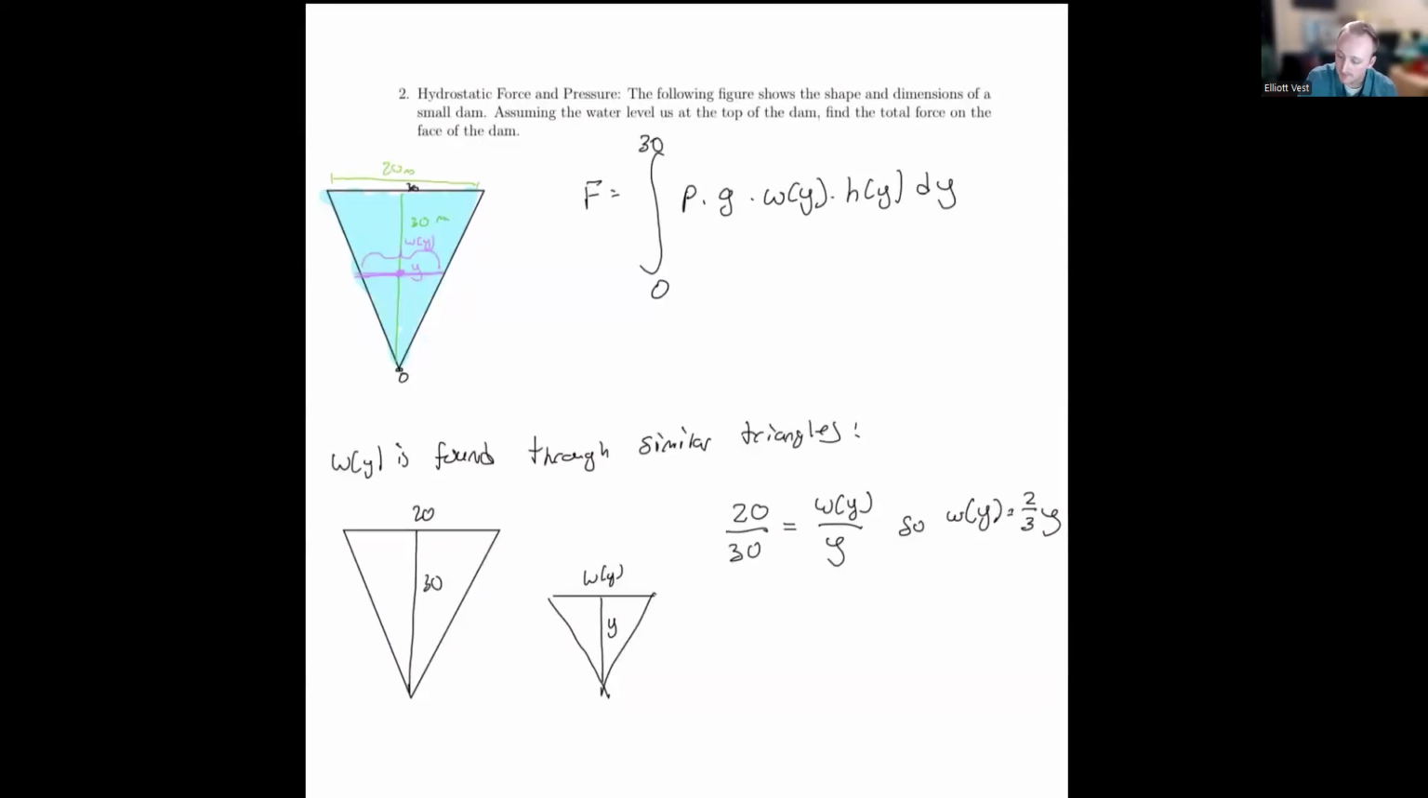So in this problem, finding the width of y wasn't that bad. That's usually the tough part of these problems, but if you know what you're looking for, it shouldn't be the toughest thing in the world.